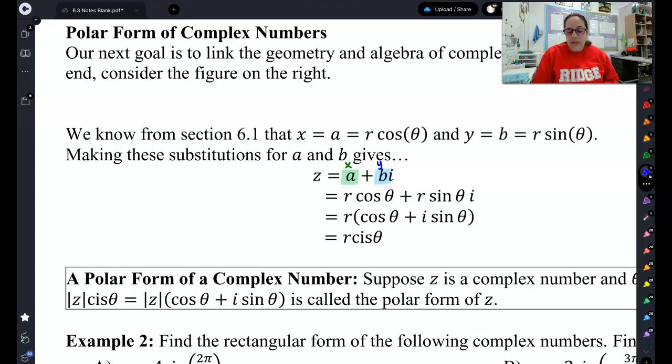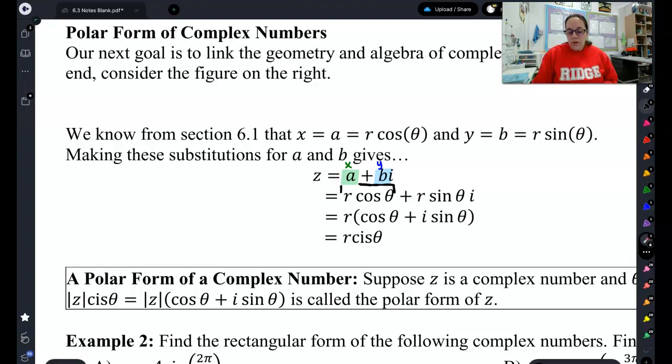Knowing this, it should make sense from our 6.1 lesson that we can then change a to be r cosine theta, because a is the same thing as our x value, and in 6.1 we learned that the equation for x is r cosine theta. If you don't remember that, you can go back and rewatch the 6.1 videos.